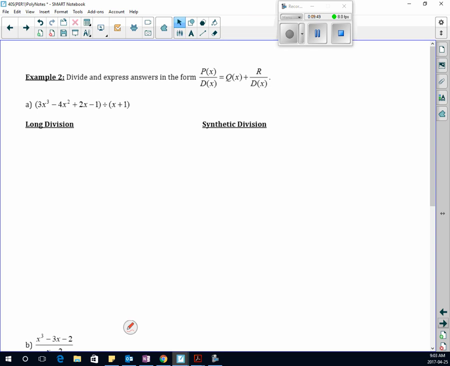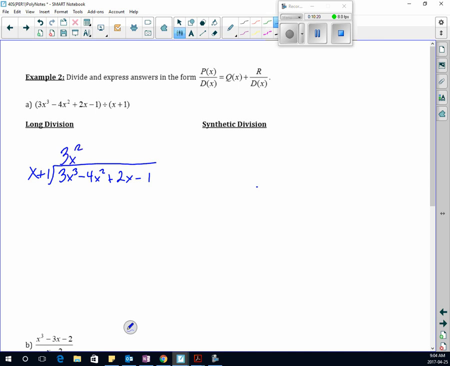So long division says we put x plus 1 into 3x cubed minus 4x squared plus 2x minus 1. We always make sure we put it in decreasing order, and if there is a term missing, we put a 0 there as a placeholder. Okay, how many times does x go into 3x cubed?